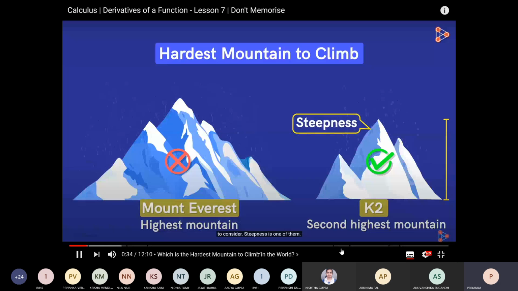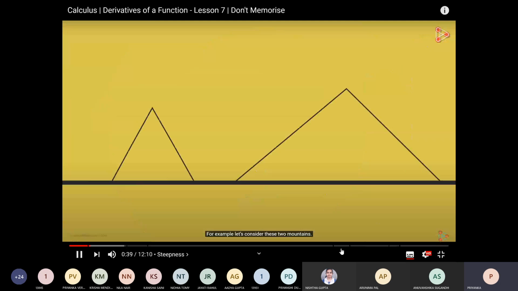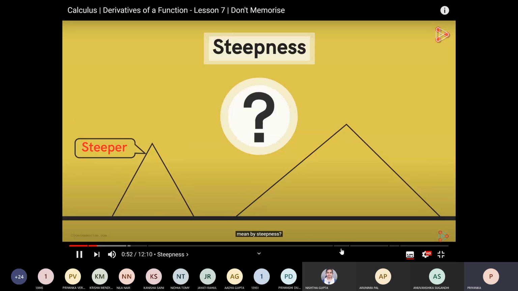Steepness is one of them. For example, let's consider these two mountains. The right one clearly has more altitude, but the left one will be harder to climb as it's steeper. Now let me ask you a question. What do we mean by steepness?